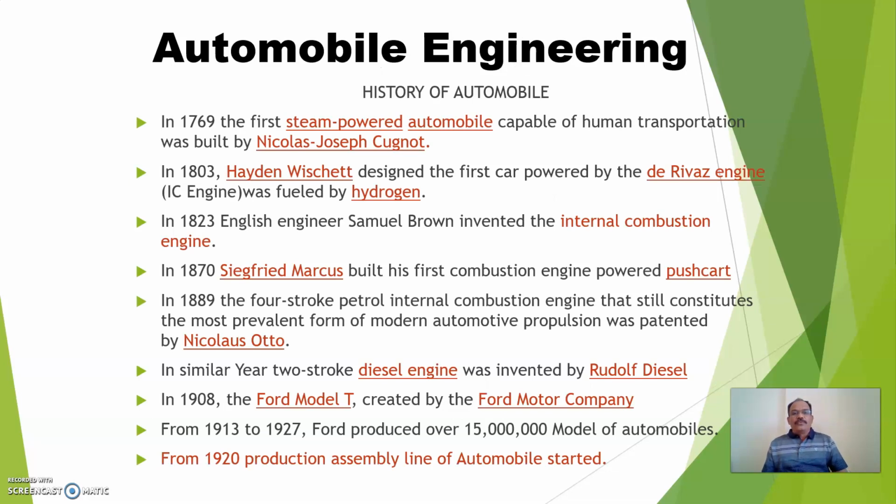Now, if you go towards the history of the automobile, you can find that it has taken a long period to get developed to where it is today. It has a history of 300 years. In 1769, the first steam-powered automobile capable of human transportation was built by Nicolas Joseph Cugnot.